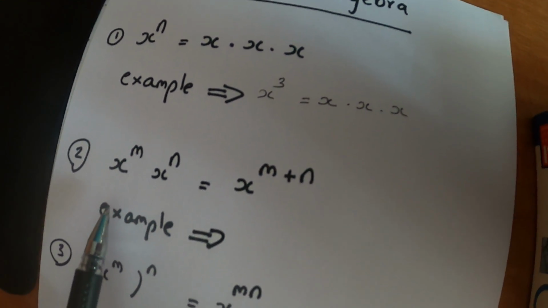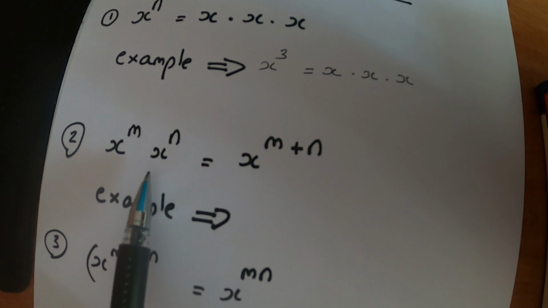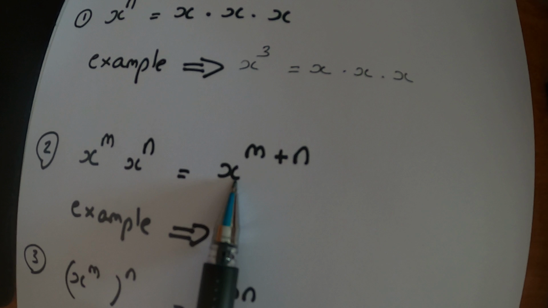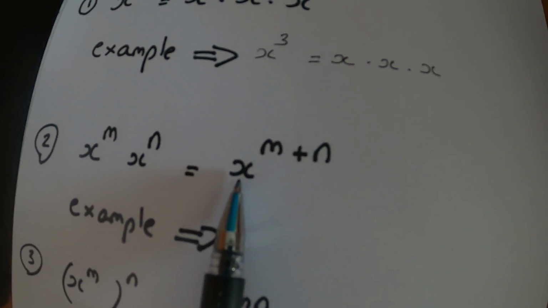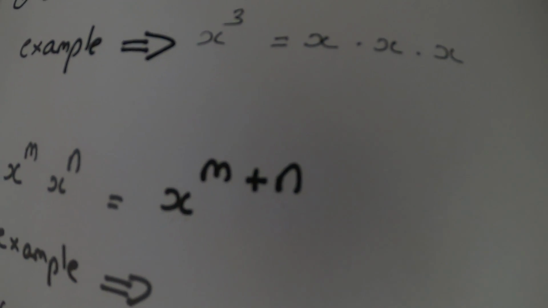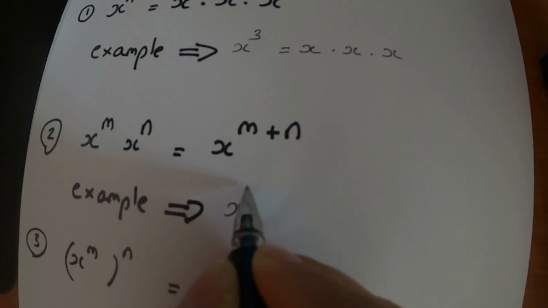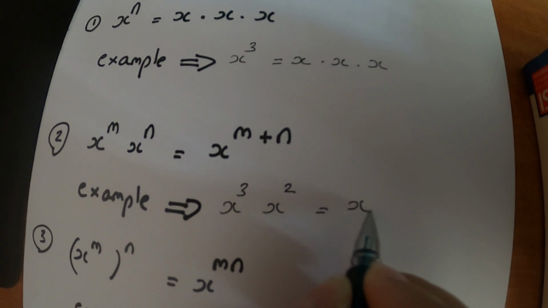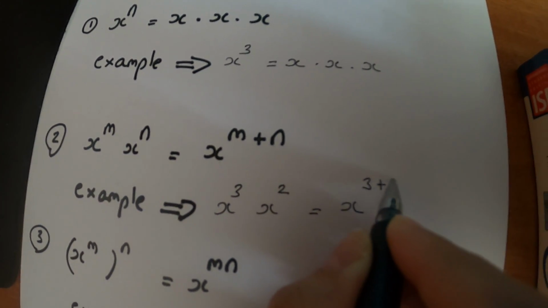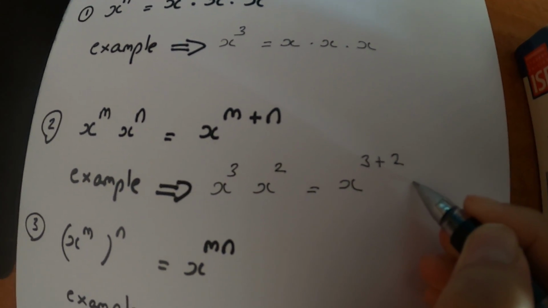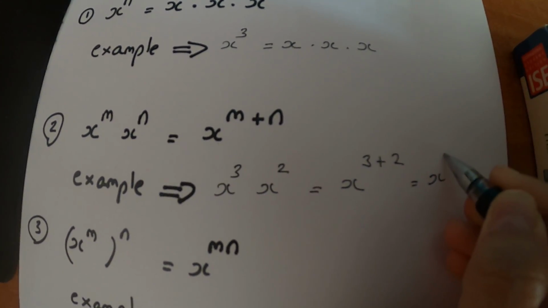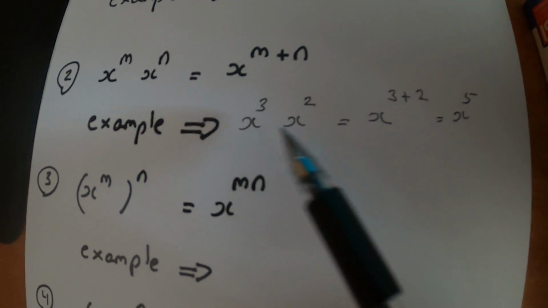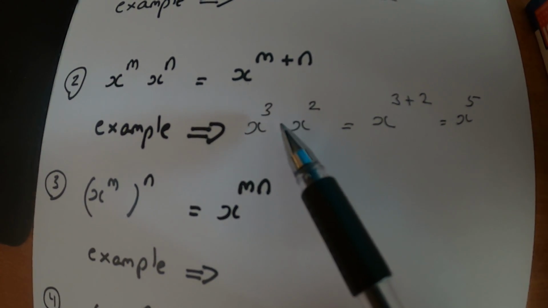Right? For the second rule, x to the power of m multiplied with x to the power of n. Once the bases are the same, you can add the powers, right? So it is equal to x to the power of m plus n. For example, x to the power 3 times x to the power 2 is equivalent to x to the power of 3 plus 2, right? So the answer will be x to the power of 5, right? So the second rule of power is that once the base is the same, you can add the power.